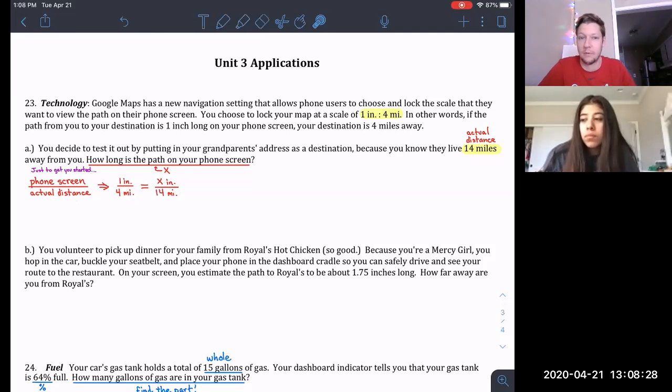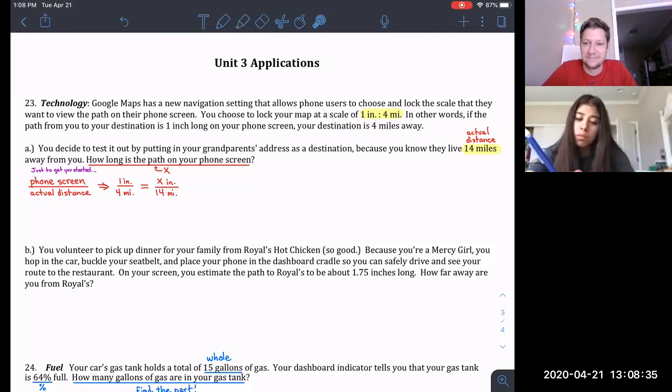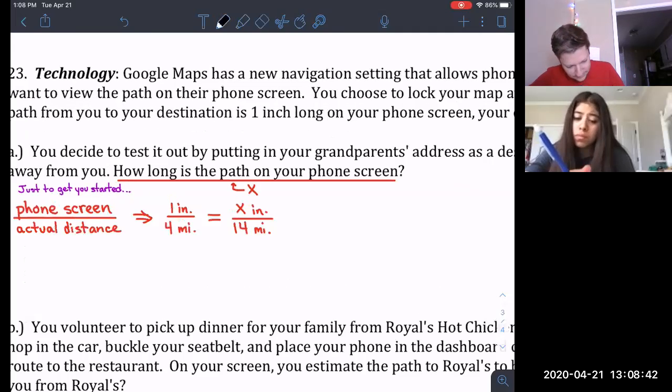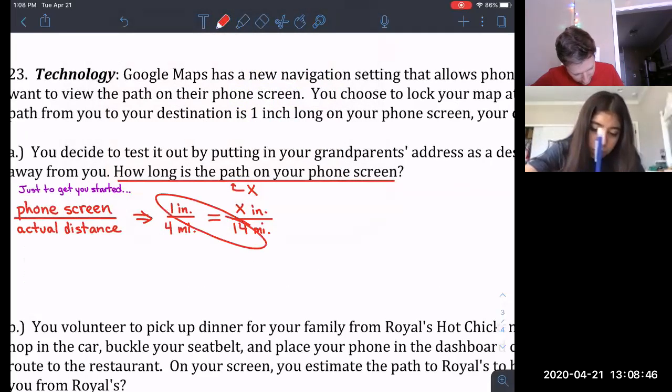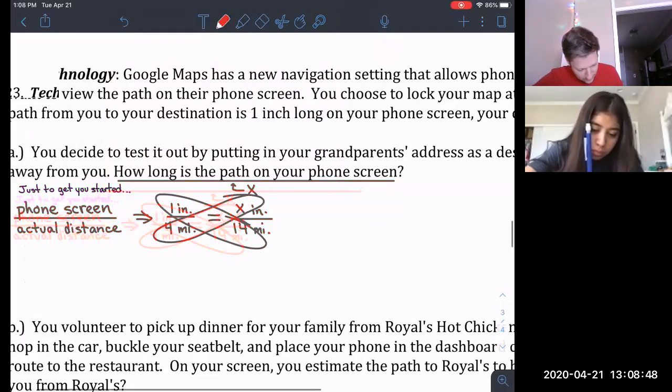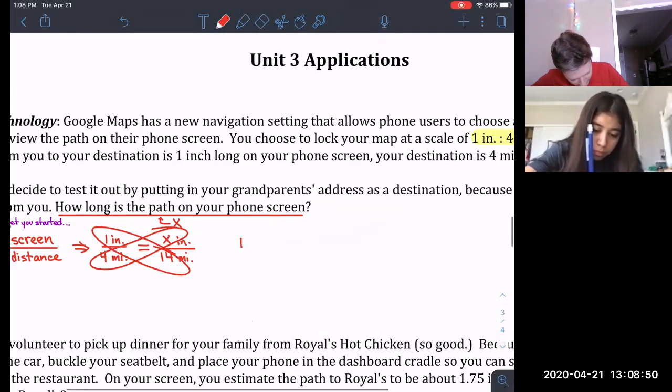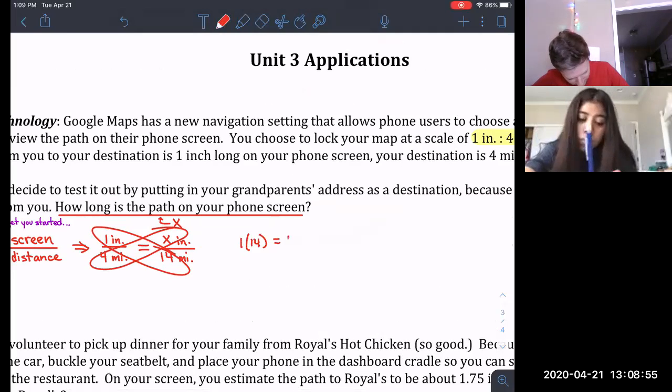So how would you solve this? You would do 1 times 14 and then 4 times x. Perfect. All right, so let's do that. I'll just keep going using red. Why not? Okay. So yeah, those are our cross products. So 1 times 14. You don't have to write it like this. You can just write 14 if you want to do the math there. But ultimately, yeah, this is what we get.